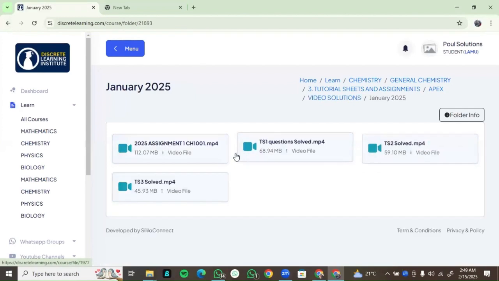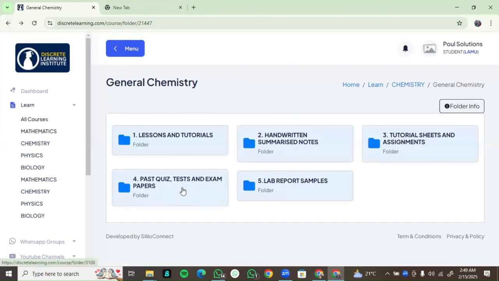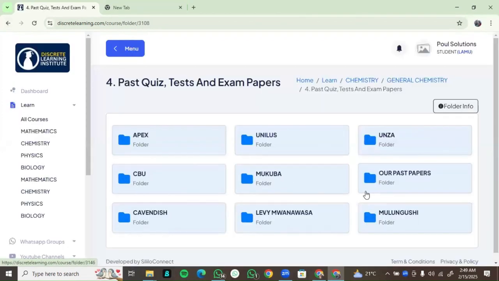2025, which is this year, we only have the assignment and tutorial sheets 1, 2, and 3. Very soon, I'll upload tutorial sheet 4. So that is the arrangement when you go to the tutorial sheets. And it's basically the same when you go to the past quizzes and tests. You're also going to find them arranged in the same order. You can go to the folder of your university to find some past papers there. They'll be written and also video solutions.